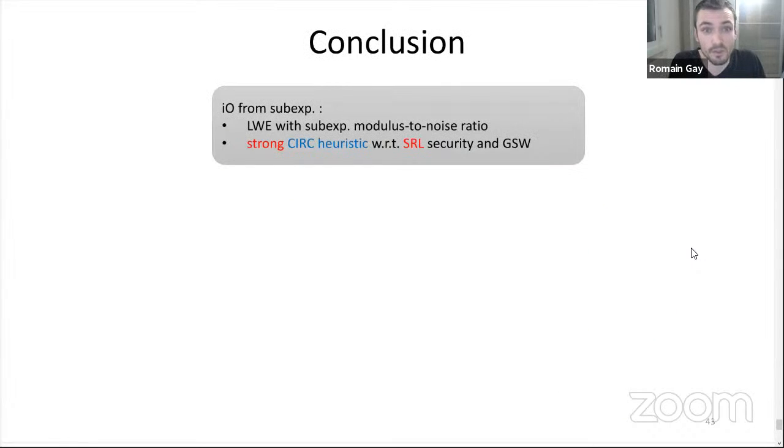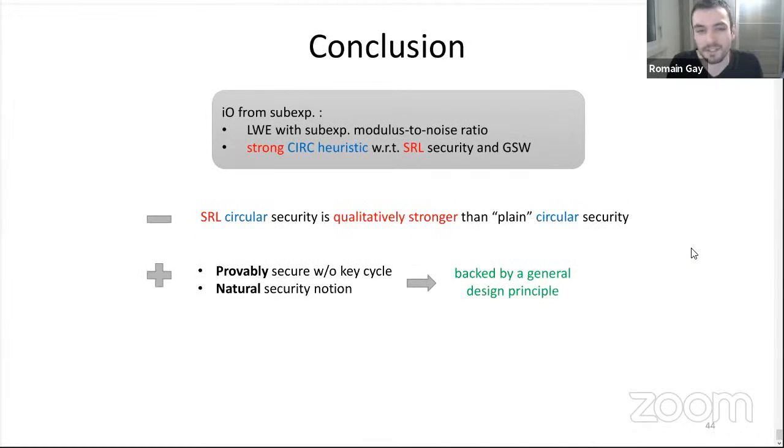To conclude, we give this new IO construction from LWE and this strong heuristic assumption with respect to this new security notion, SRL, and the well-known GSW, well-known FHE scheme. So on the negative side, and I actually didn't go so much into it by lack of time, and because it's a subtle thing, but SRL circular security is stronger for sure than circular security because you have extra leakage. There's some qualitative difference. So it's a more sophisticated notion for sure.